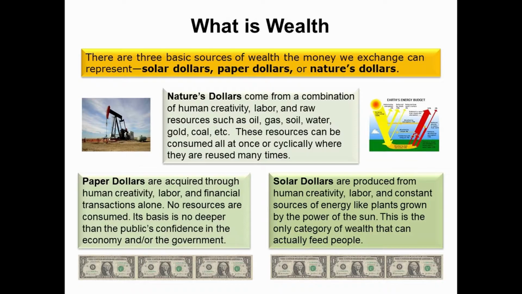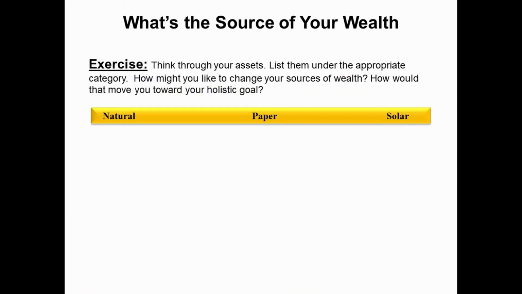Here we show that there are 3 basic sources of wealth you use to run your farm. You have solar dollars, paper dollars, and nature's dollars. Here's a brief explanation of each. Now you know the 3 areas of wealth. What's the source of your wealth? Let's do another exercise. Think through your assets. List them under the appropriate category. How might you like to change your source of wealth? And how would that move you towards your holistic goal?